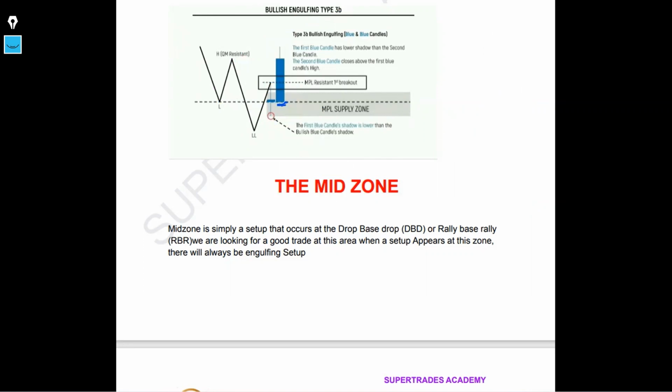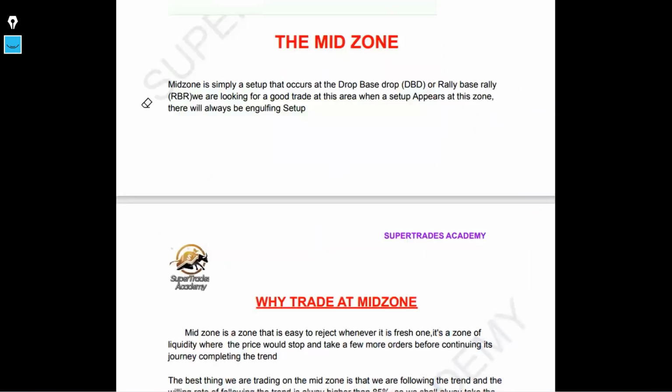So let us see this mid zone, which is very, very profitable. Actually, placing a trade on this zone can make you a lot of money. So the mid zone is simply a setup that occurs at the drop base drop or rally base rally, looking for a good trade in this area. When the setup appears at this zone, there will always be an engulfing setup. For example, if the market is making a drop base drop, there will always be an engulfing before the market goes down.